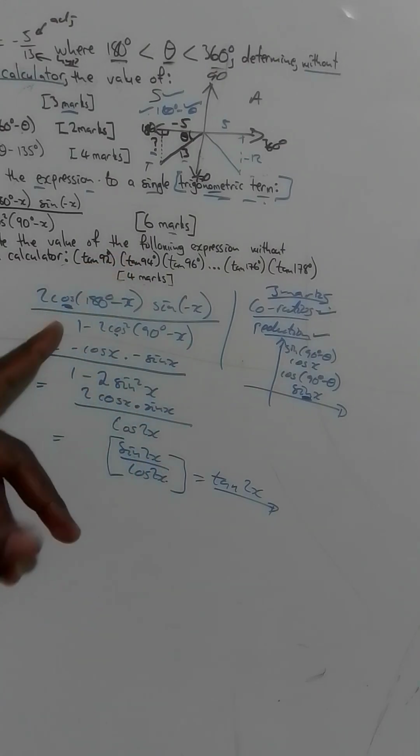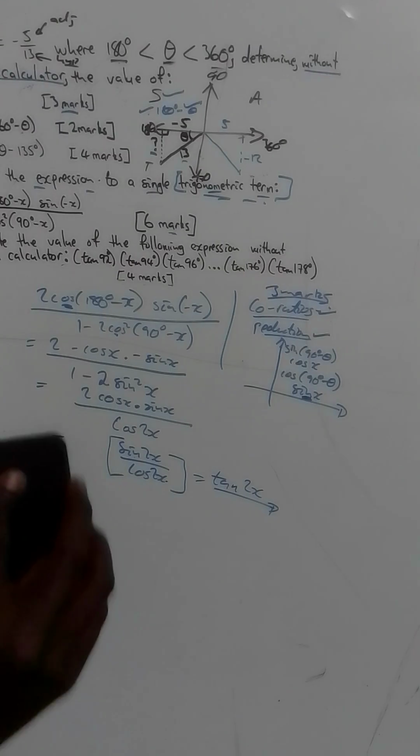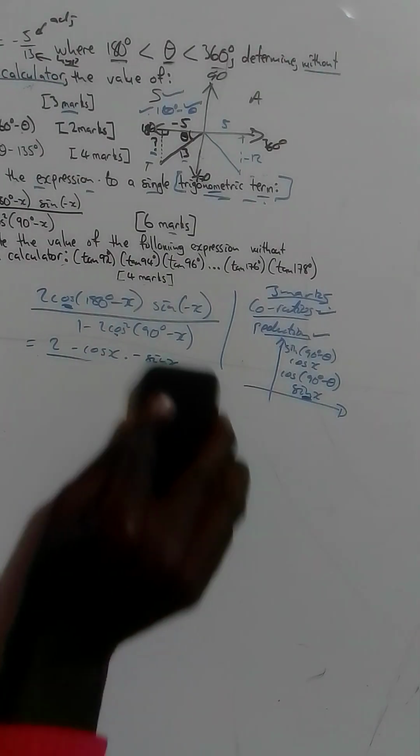Then you get your 6 marks. 6 easy marks when you know your story. When you don't know your story, you say, I'm at 2,000. It's chai. Now, let's go to the last question.